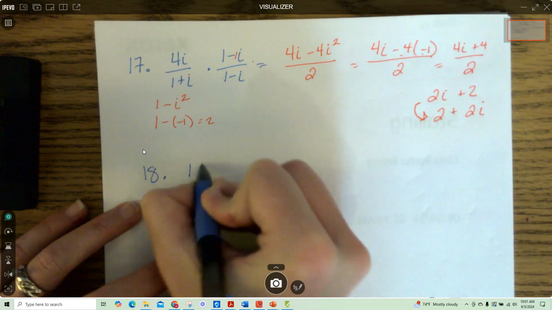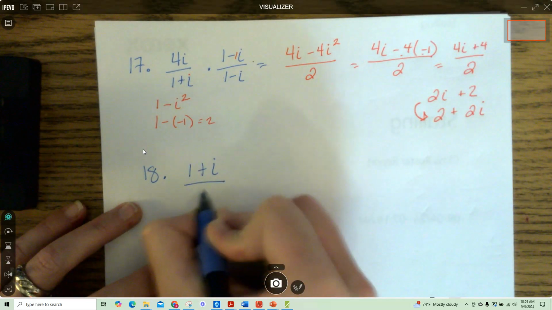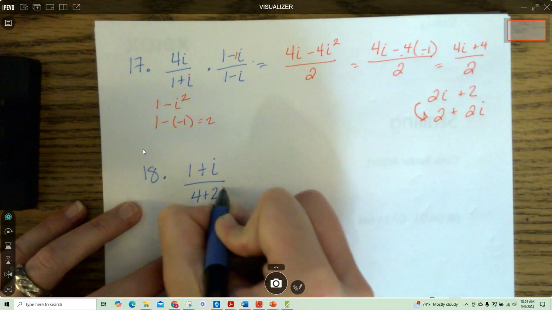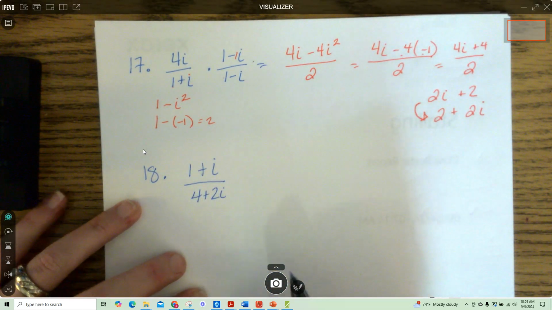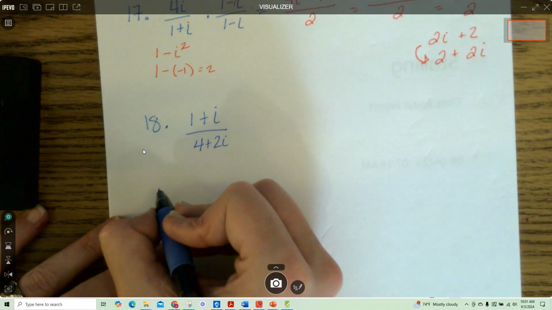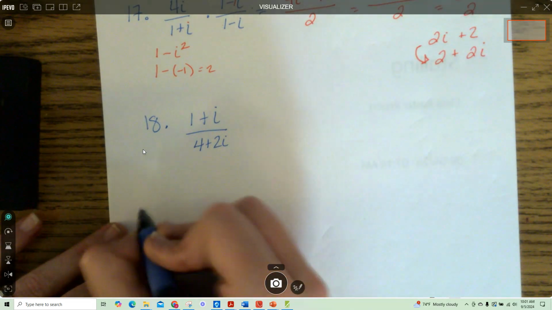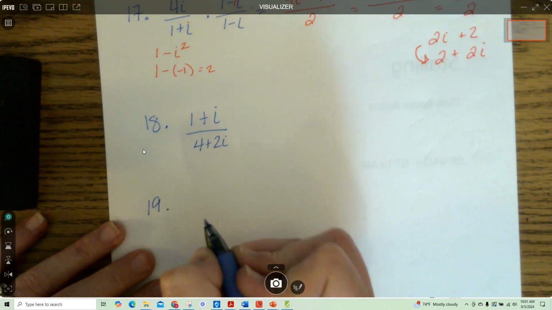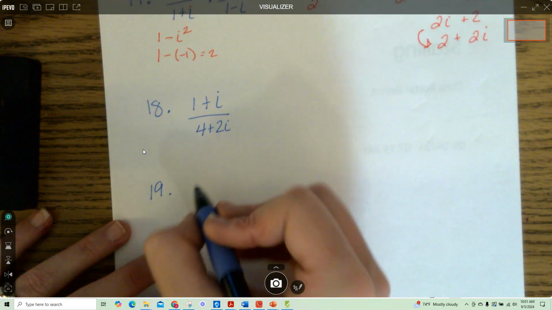1 plus i over 4 plus 2i. Does that look right? Yes. Okay. It's divide the following complex numbers, express the result in standard form where a and b are fractions in lowest terms. That's typical. All right, Hunter, what's your 19?